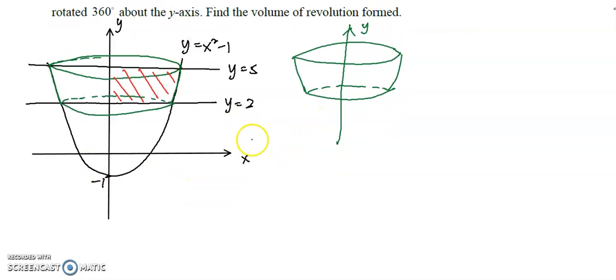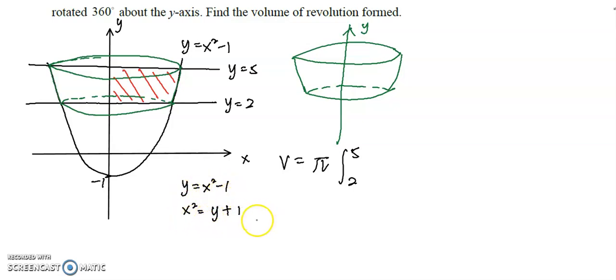Just use the formula, start from pi, and the limits will be from 2 to 5. Now you need to integrate x squared with respect to y. So from here we have y equals x squared minus 1. To get x squared, just add 1 to both sides. You have x squared equals y plus 1. Just put in your y plus 1 here and integrate with respect to y, because this represents x squared.